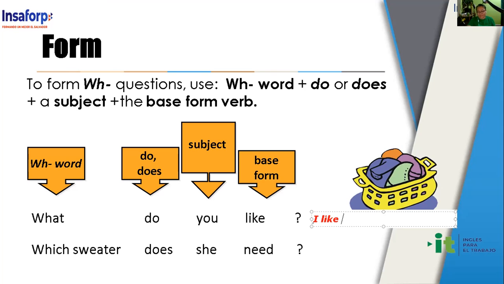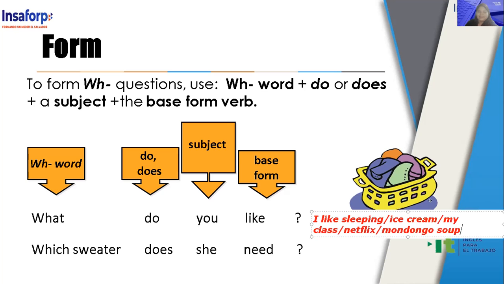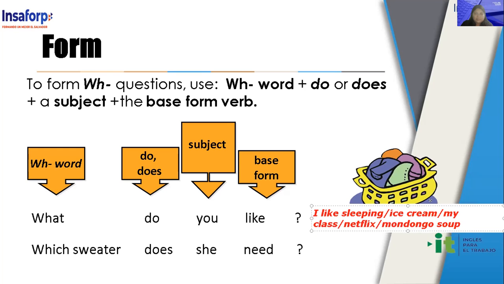I like sleeping. Ice cream. I like watching Netflix. Okay, I like my class. Un punto ahí para quien dijo my class. I like Netflix. Okay, Netflix. I like sopa de mondongo. Mondongo soup. Okay, mondongo soup. I don't know how to write that, mondongo soup, but you can say soup. Excellent.